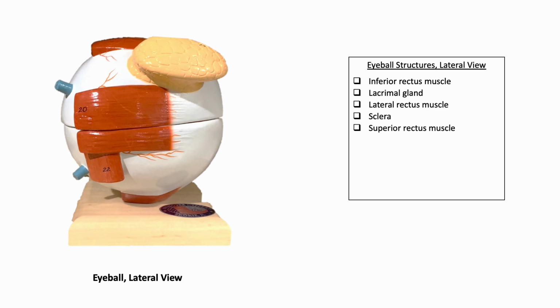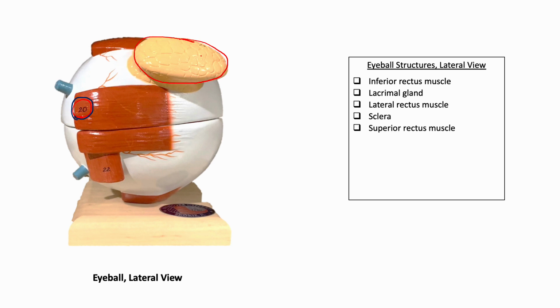So this is a lateral view, and I can tell this is my lacrimal gland, right, that's on the lateral side. And so since this is the lateral side, I know that this, that's labeled number 20, this on the lateral side must be my lateral rectus muscle, right, extending straight back. The white is still the sclera, okay?